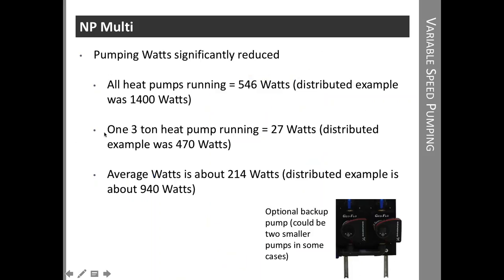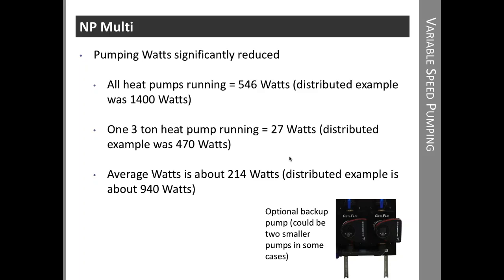All right, so let's take a look at the results then. Remember, we had 1400 watts if all 3 flow centers were running previously. Now, if all the heat pumps are running, in other words, all the zone valves are open, we're using 546 watts. That's when the pump is maxed out. If only one 3-ton heat pump is running, we're using about 26 watts. So that's a drastic difference. Before we had 470 watts. This payback is going to be pretty quick.